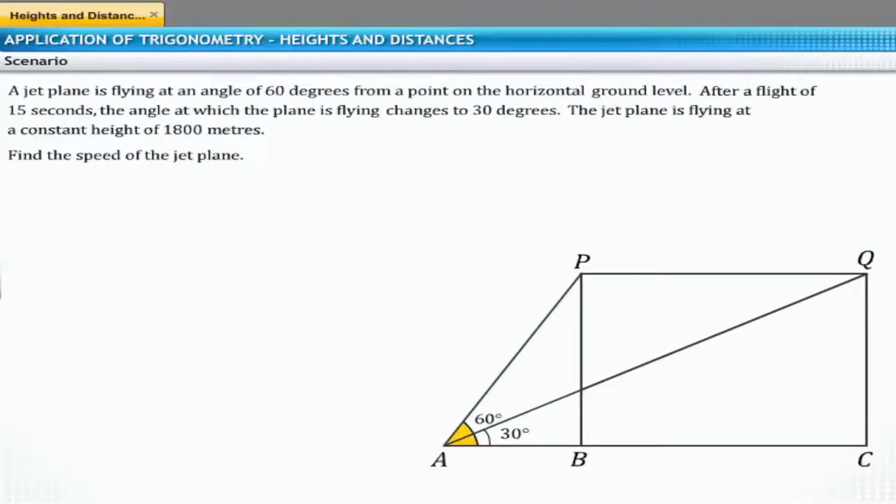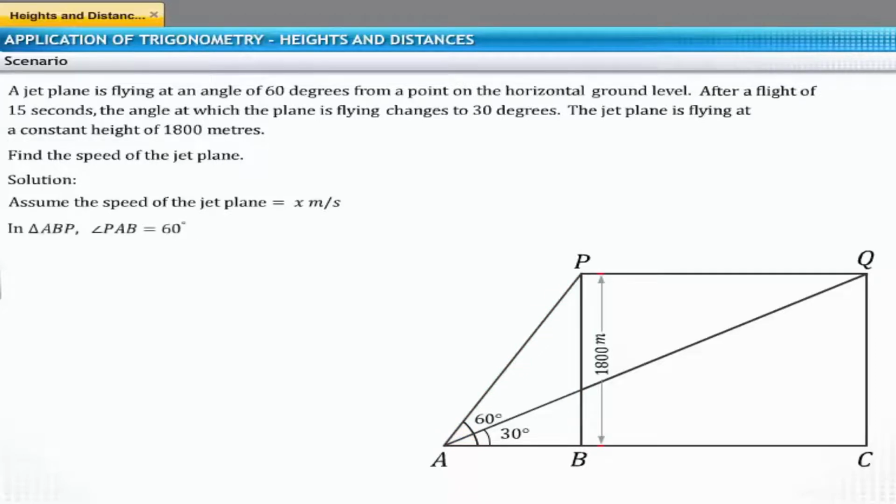The angle PAB is the first angle of elevation, which is equal to 60 degrees, and the angle QAC is the second angle of elevation, which is equal to 30 degrees. PB is equal to 1,800 meters, which is the constant height of the jet plane. Let's assume that the speed of the jet plane is x meters per second. In triangle ABP, angle PAB is equal to 60 degrees.